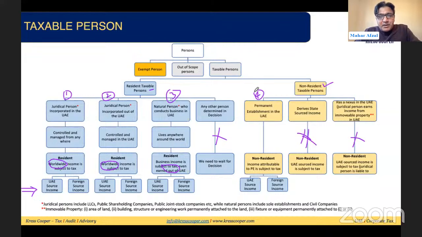So this is applicable, as I mentioned, when the juridical person is incorporated in the UAE, when the juridical person is out of the UAE but controlled and managed from the UAE, when a natural person is generating worldwide income, and when the PE of the non-resident person is generating income from the UAE and any income attributable to the UAE, but this is being generated out of the UAE. So this will be our core topic today.